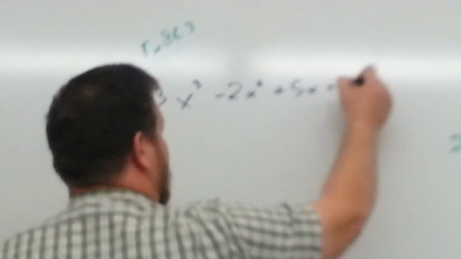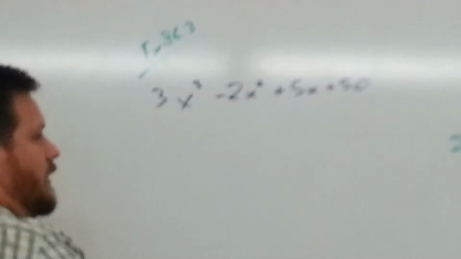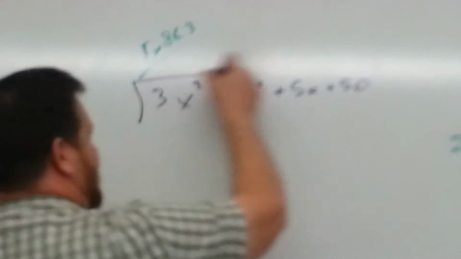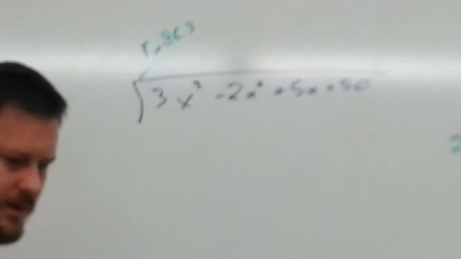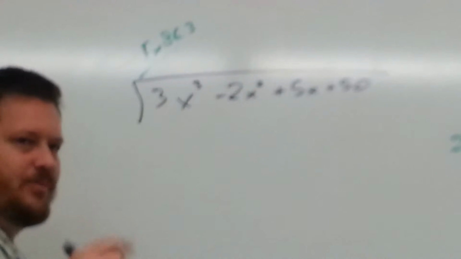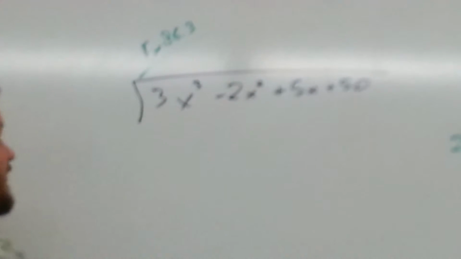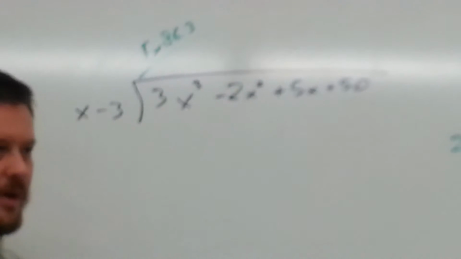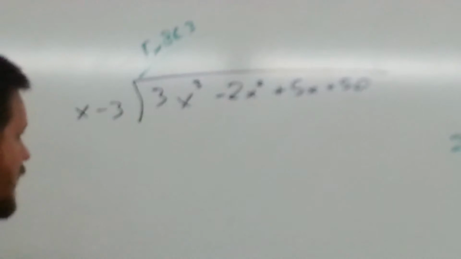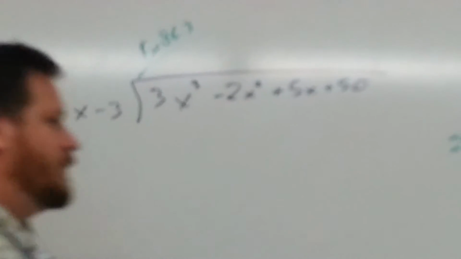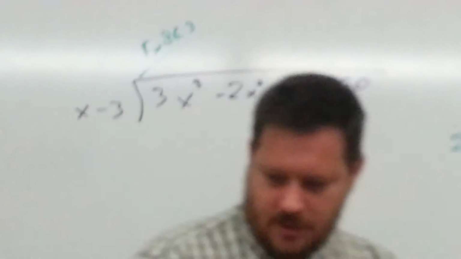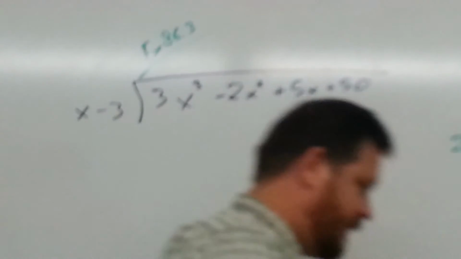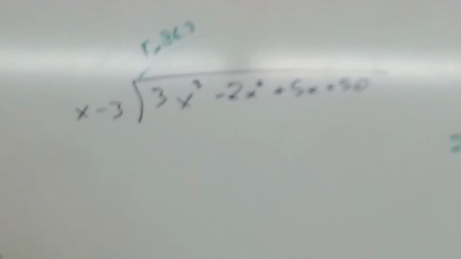So I put that one in descending order of the power of the variable, and then I'm going to divide that by negative 3 plus x. Also put that in descending order, so x minus 3. All right, so we're going to do our loop. These are the things that we do over and over again.